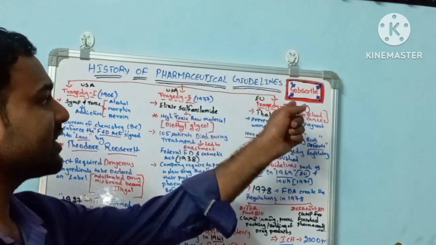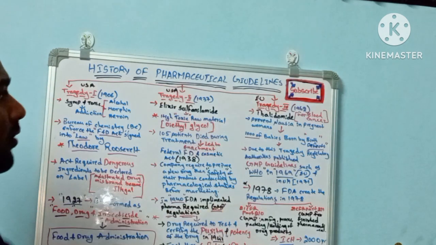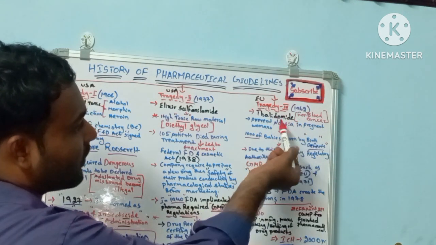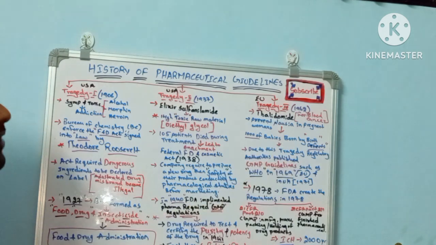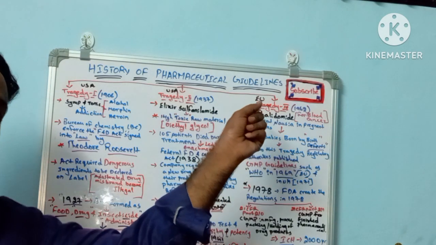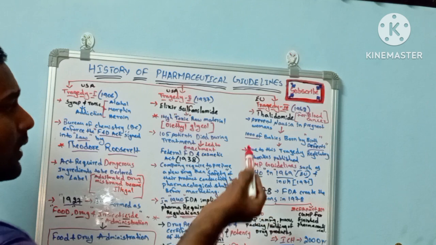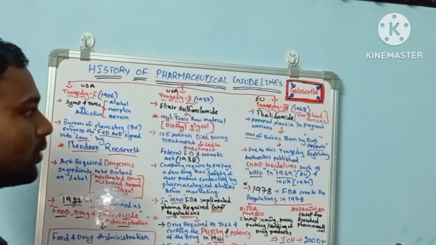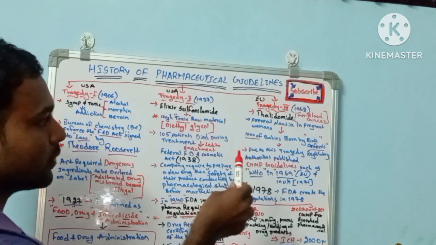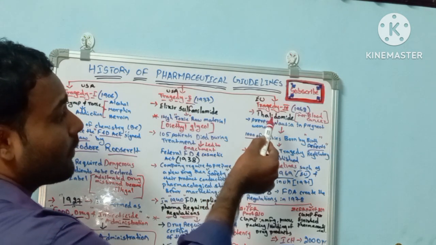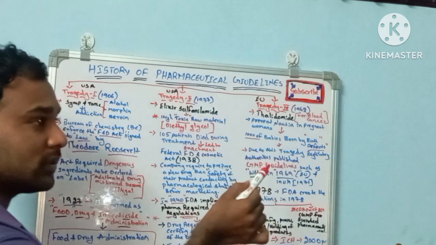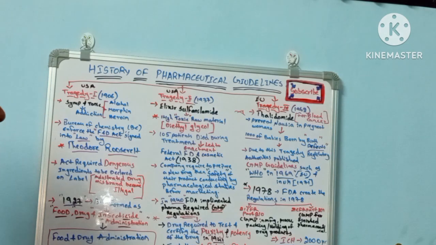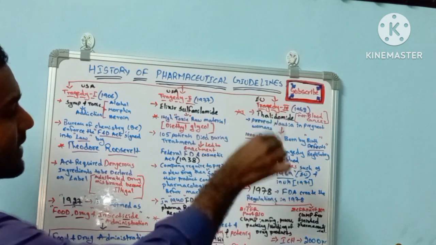In 1962, in a European country, what happened? In 1962, thalidomide. This is a drug. Thalidomide is actually used for breast cancer and leprosy, and genetic related diseases. We can use this drug product. But what happened in 1962, after innovating this drug: at that time thalidomide was a new drug.